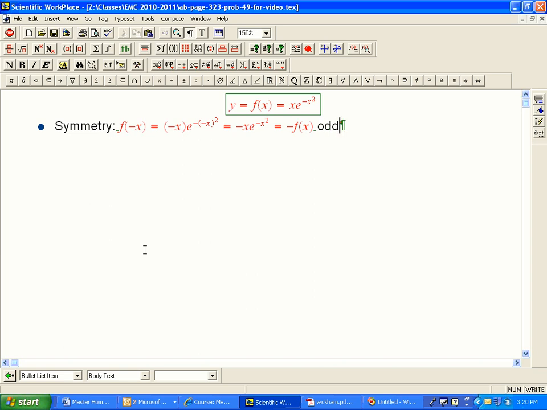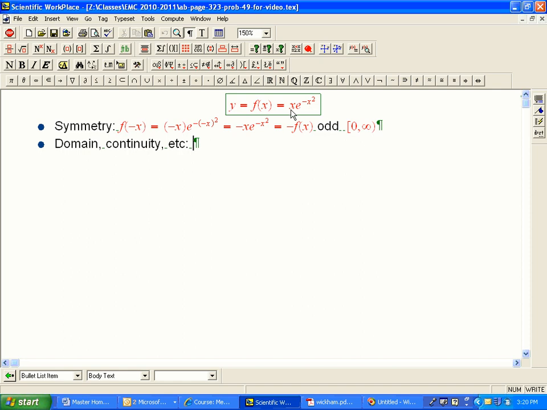So that's good. It means that we only have to graph on 0 to infinity, on the right hand side of the line, and then we're just going to rotate it around the origin. Okay. While we're at it, let's talk about domain, continuity, etc.